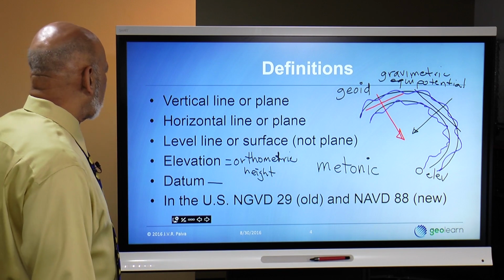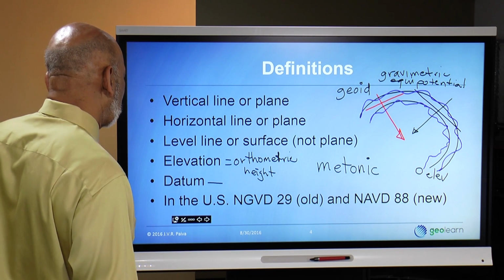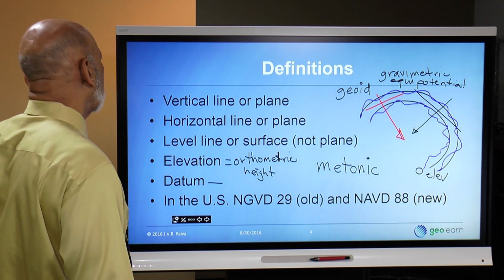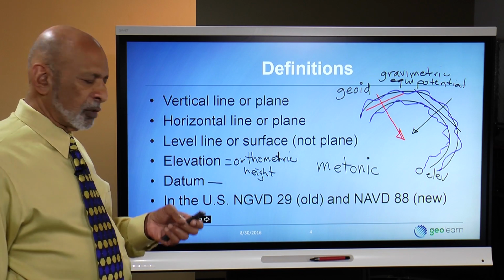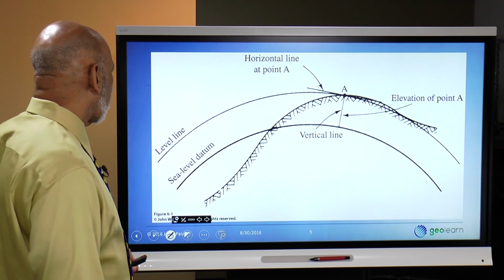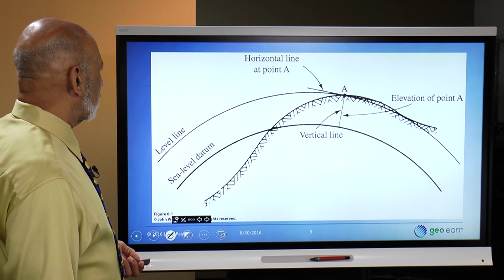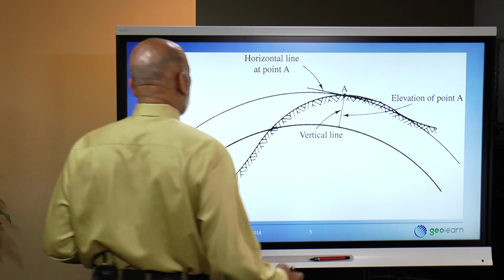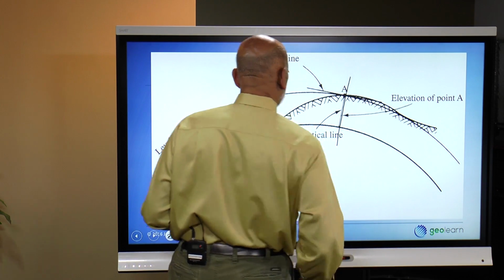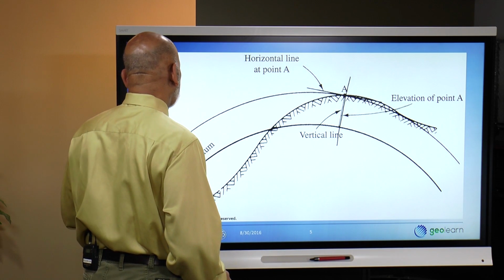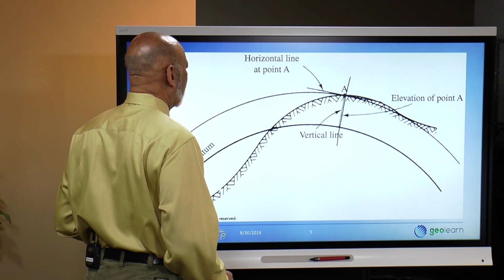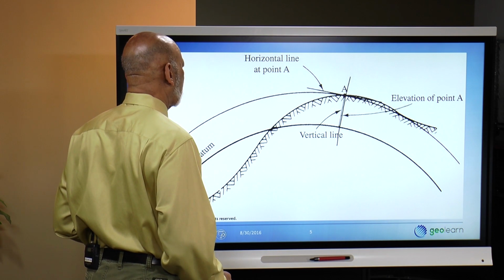So these are various things, and these are datums, and these are definitions or terms that may be new to you, and you should be committing an understanding of these to your memory. So here's a description of some of those things that I just pulled straight out of a book. So there's the vertical line, there's the horizontal line, and we have these the sea level datum. We have a corresponding level line, which is simply parallel to the sea level datum.